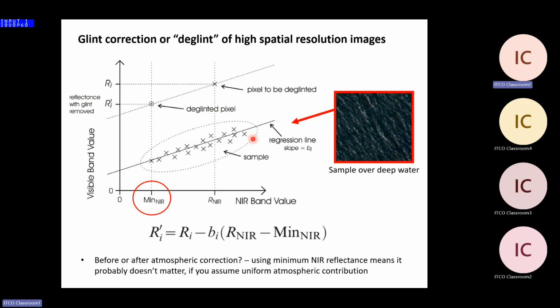And then when you want to deglint the image, you go to every pixel. This is the value of the pixel to be deglinted, and you just pull it back to the minimum near infrared in this area. So the assumption is that the lowest near infrared signal that you see in that training area is the near infrared that you should get everywhere. It's the no glint near infrared. The darkest one is the pixel with no glint at all. And you just pull all the other pixels back to that band by band. So you make this regression for each band and then do the correction. And it's just a simple equation like this. Once you've done the regression, Di is the slope that you get for that band.